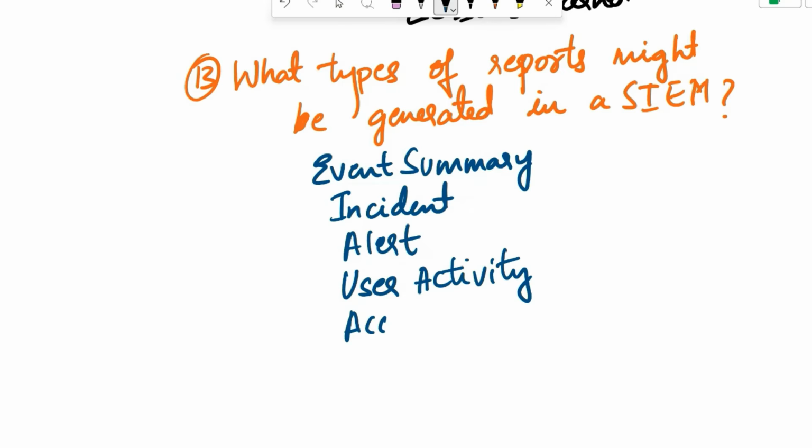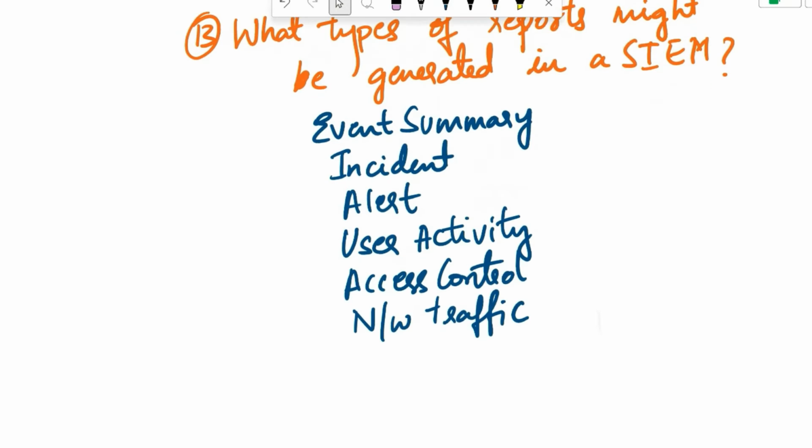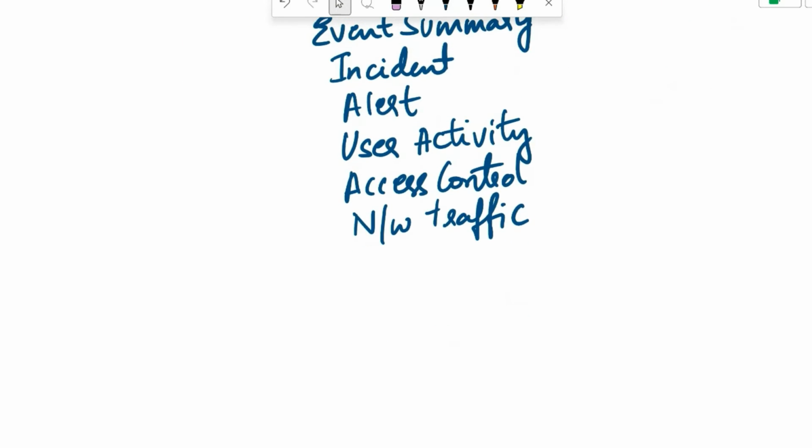Next is access control report. This provides insight into access control activities, including changes to permissions, privilege escalations, and attempts to access restricted resources. Next is network traffic report. This analyzes network traffic patterns, identifies unusual or unauthorized communication, and provides insight into potential network-based attacks.